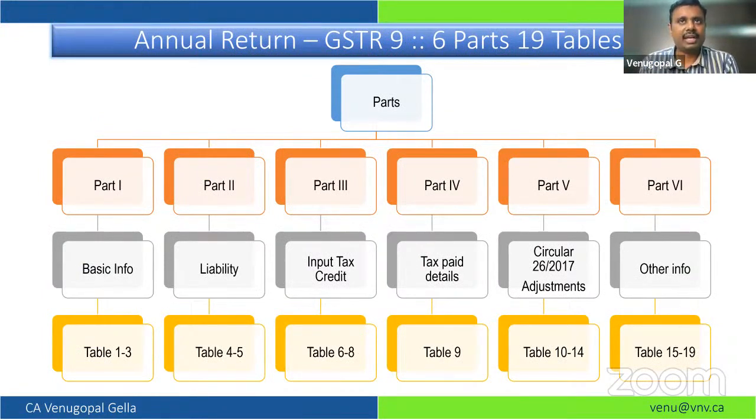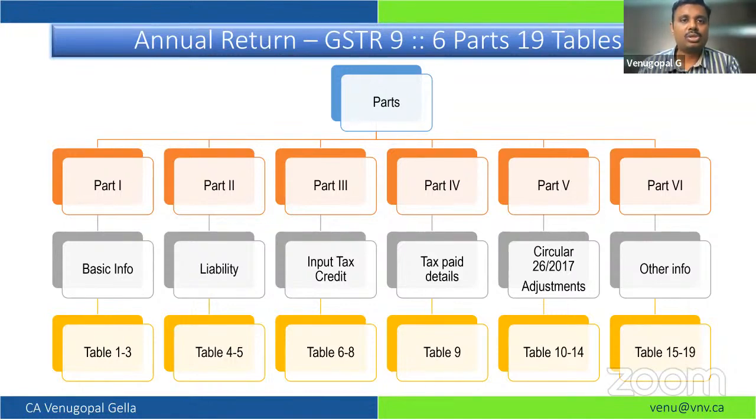Firstly, a very beautifully drafted form. GSTR9 is divided into 6 parts. Part 1 is the basic information. Part 2 talks about the turnover and the liability. There are 2 tables, table 4 and table 5. Table 4 talks about the transactions on which there is a tax liability. It's not the turnover, but it is the transactions.